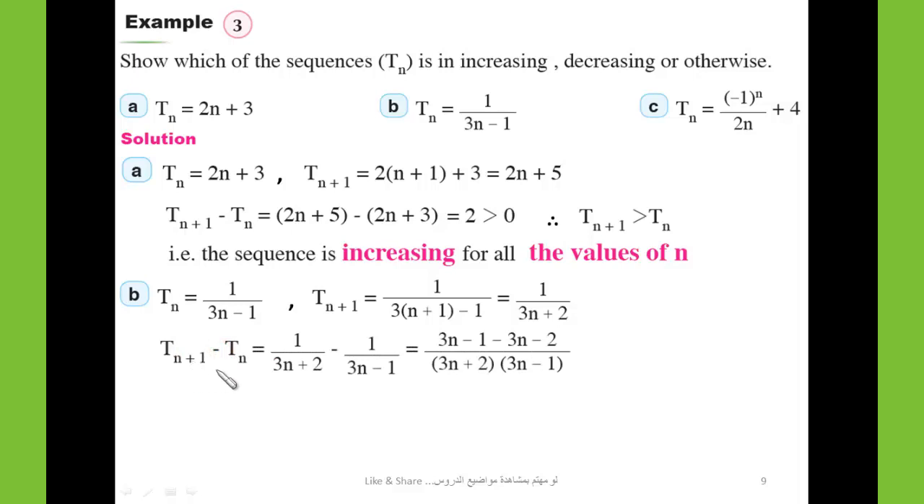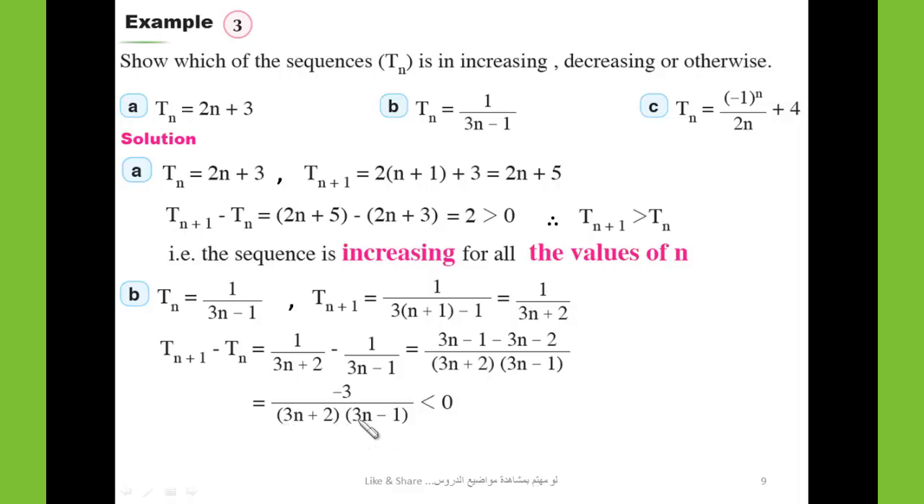Tn plus 1 minus Tn, after you calculate it, of course, we write the two terms here. With the common denominator, what do you get? 3n minus 3n equals 0. Negative 1 minus 2 equals negative 3, over 3n plus 2 multiplied by 3n minus 1.